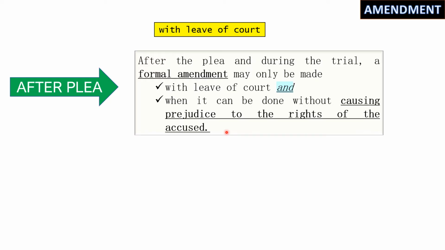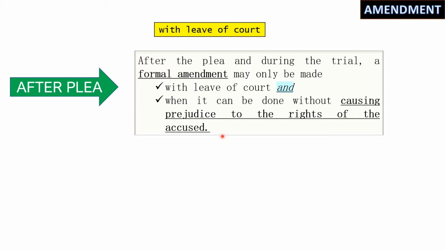The common example that reviewers give here is, if there is a person who is accused of rape, and in the information, it was indicated that the victim or the offended party is 18 years old. But it turned out that there was a typo error. The offended party is actually 8 years old. So, that is statutory rape. So, even if it is only a typo error, definitely it will cause prejudice to the rights of the accused.